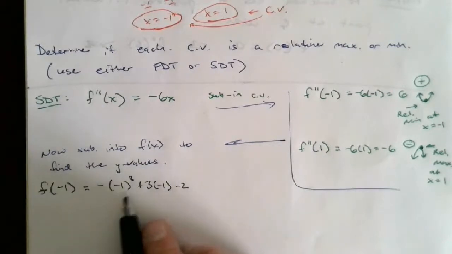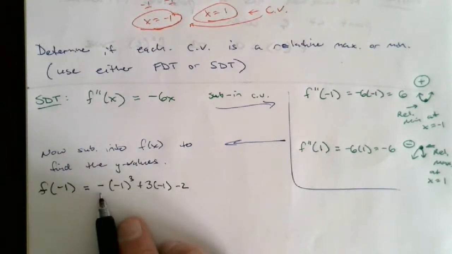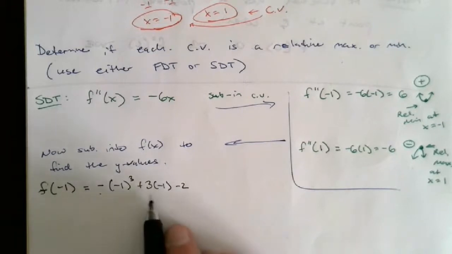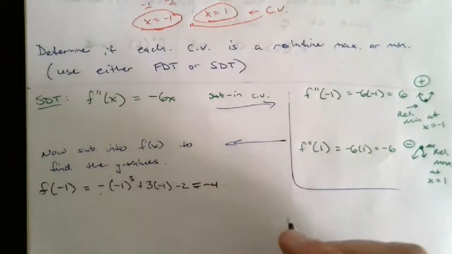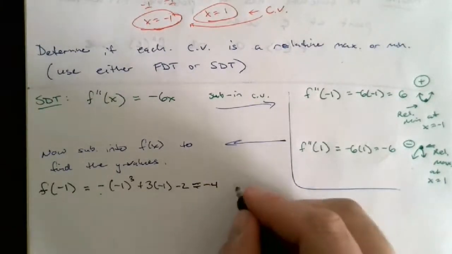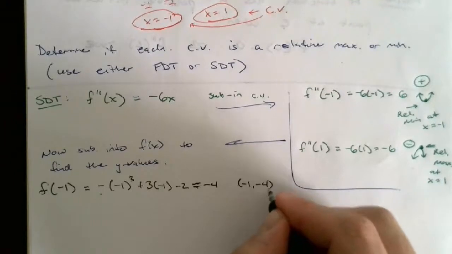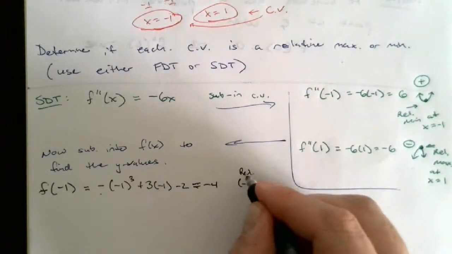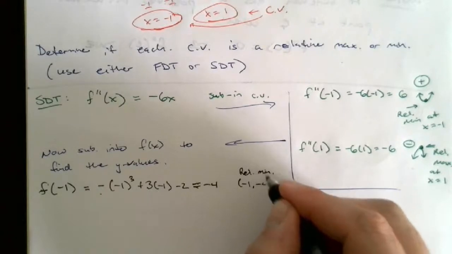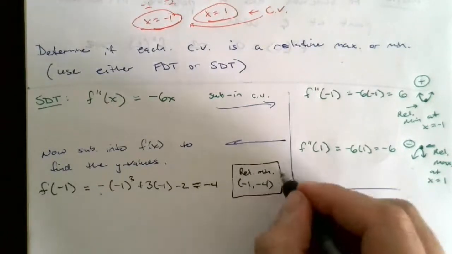A -1 cubed will be a -1, but times a negative makes this a positive 1. So you have 1, and then this would be minus 3, which would be -2 minus 2, that gives me -4. So the coordinates here would be x comma y, -1, -4, and we know at -1 that was a min, so this would be a relative min for that point.